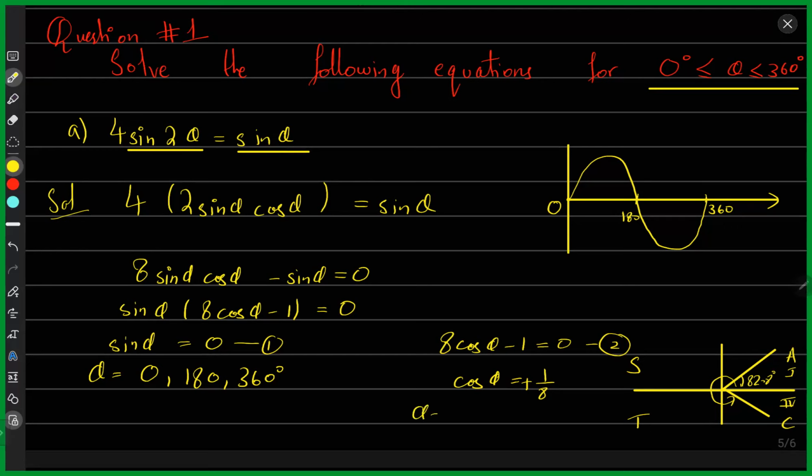So theta is equal to 82.8 and 277.2 degrees. This is going to be the answer. Okay. All right. So this was the first question. And in the first question, we were supposed to solve the equation. And in order to solve the equation, we just used the double angle formula thing, and we were able to do it correctly. Okay. Let's talk about the next question.